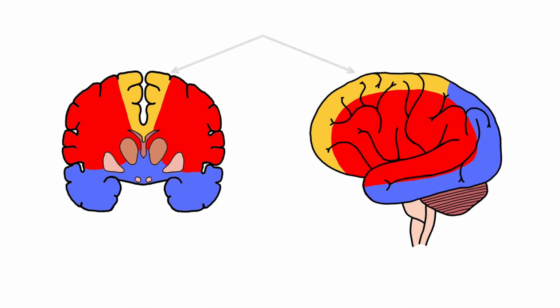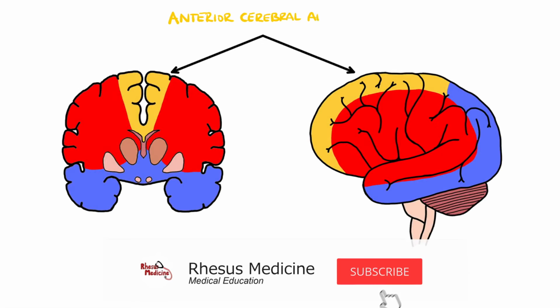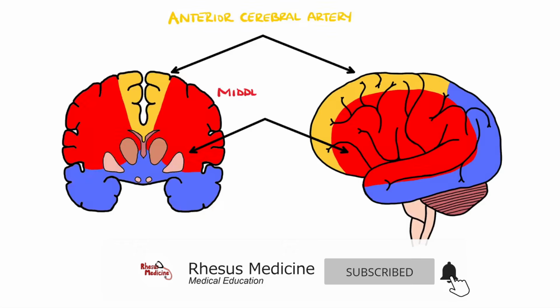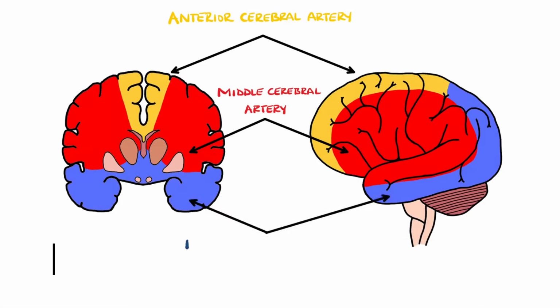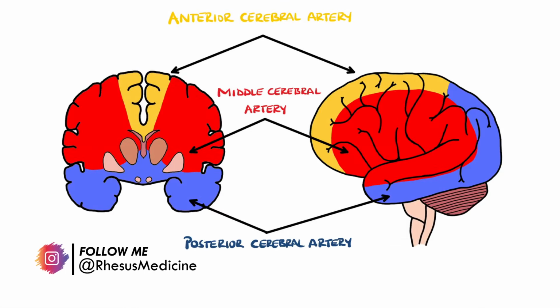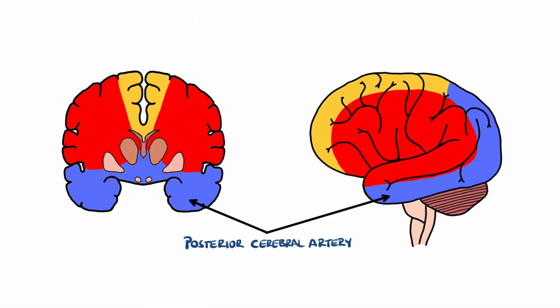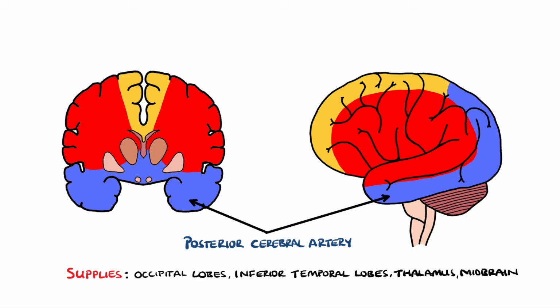Stroke syndromes are collections of signs and symptoms resulting from strokes in different regions of the brain or central nervous system. In this video, we will cover the stroke syndromes associated with strokes in the territory of the posterior cerebral arteries. They supply the occipital lobe, the inferior surface of the temporal lobes, as well as some deeper structures such as the thalamus and the midbrain of the brainstem.